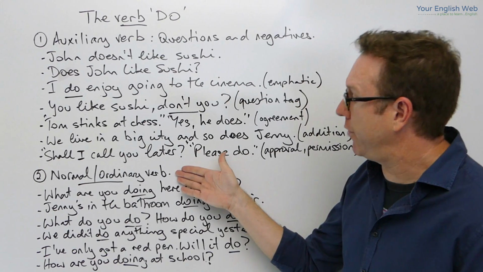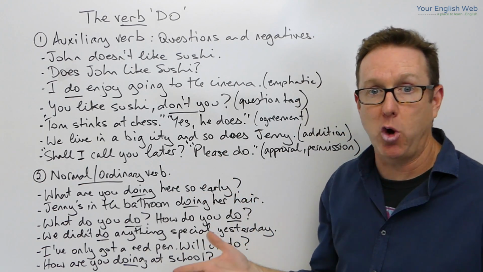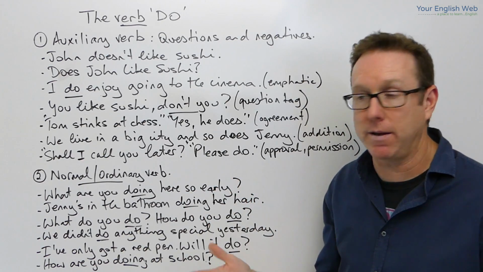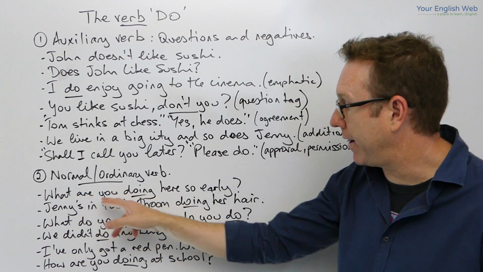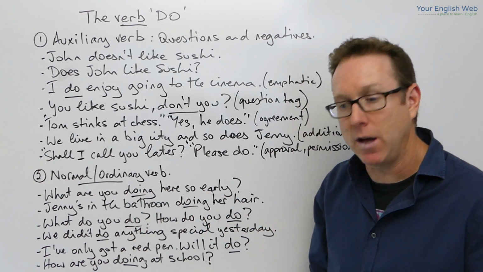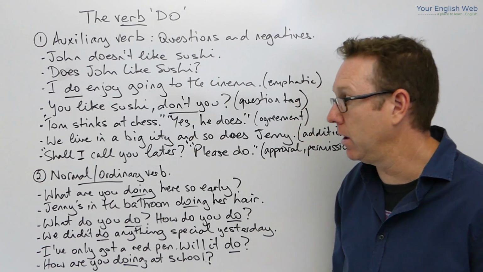Now, the verb do is also, as I said before, an ordinary verb or a normal verb, and we use it as such in a normal way. So, for example, what are you doing here so early? Why are you here so early? What are you doing here so early? Okay.